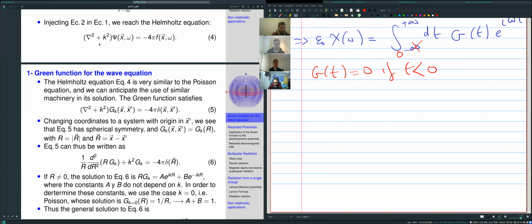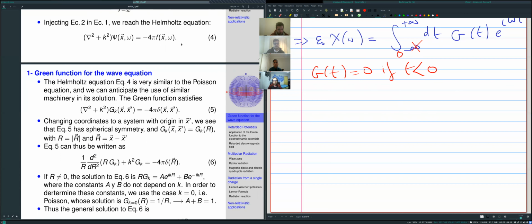Yes, the Poisson equation is the same, but with a 0 here. And so we use similar machinery as for electrostatics. The idea is to introduce a Green function. Okay, so this is a little bit scary sometimes when people talk about the Green function. For the time being, we'll just be looking for a solution to equation 5. Okay, this is how we define the Green function.